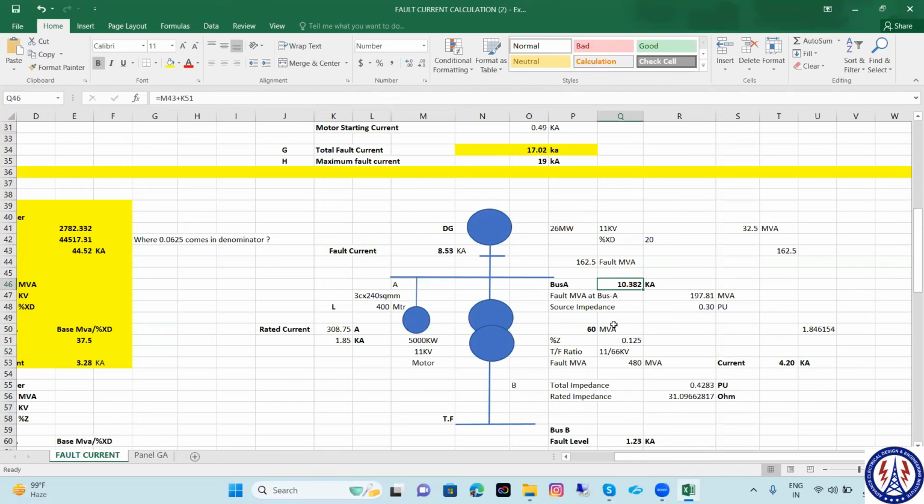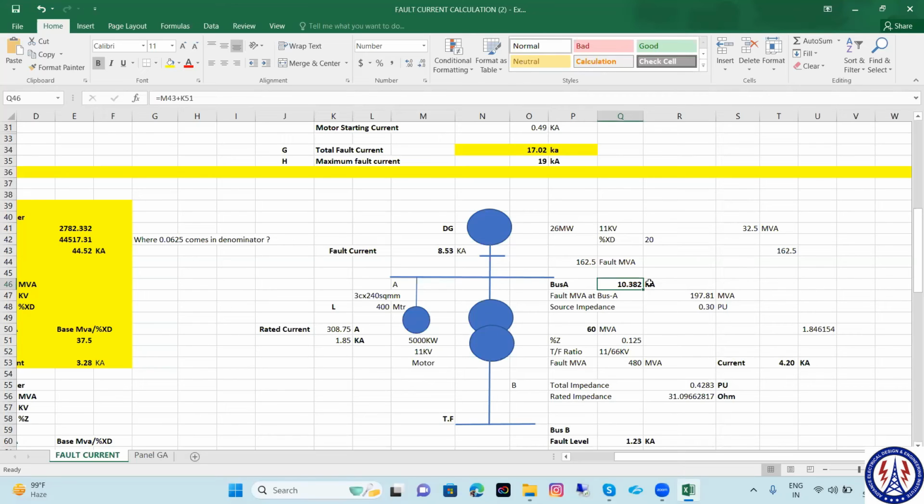Tell me whether a heater load is a generator. Suppose instead of a motor, I am using a heater. Will the heater contribute to the fault current? Heater is basically a resistive load which does not take any starting current. So it will not contribute any fault current. This is a static load. There is no rotating part in the heater. That's why it will not contribute any fault current.